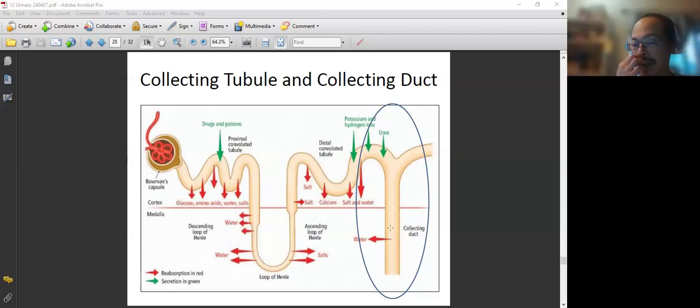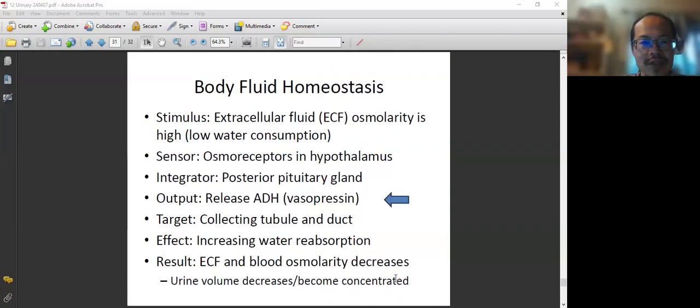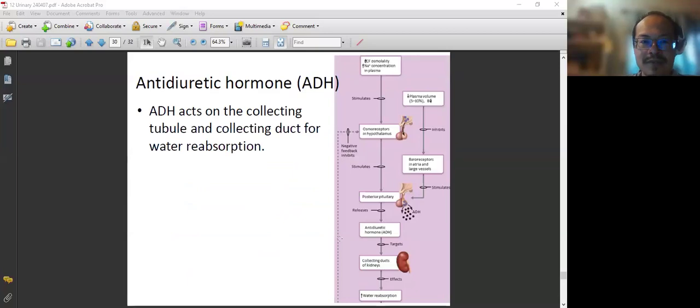If we need to get more water into our body, ADH comes here, causing water reabsorption. If we have too much water, then ADH will not come in here, so we basically will just pee it out. So that's the ADH. And that's the collecting tubule, collecting ducts.